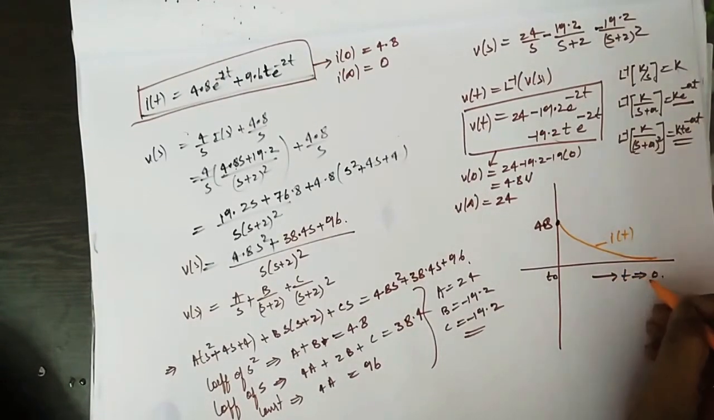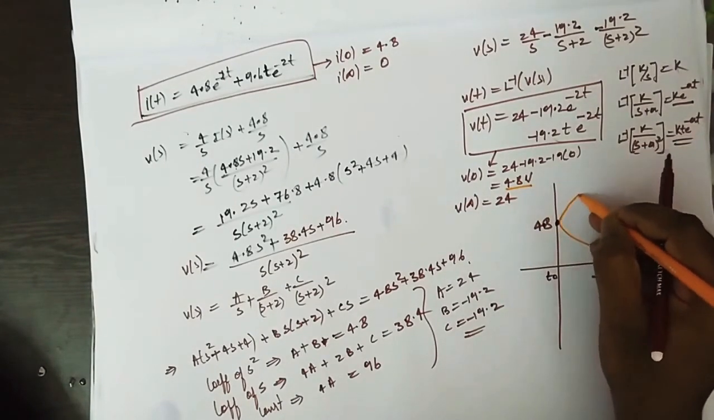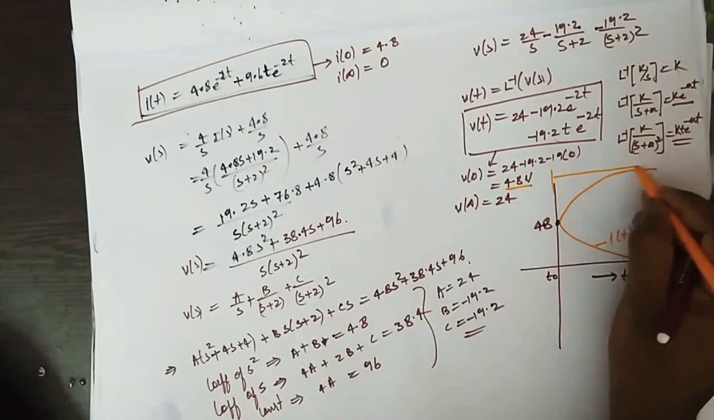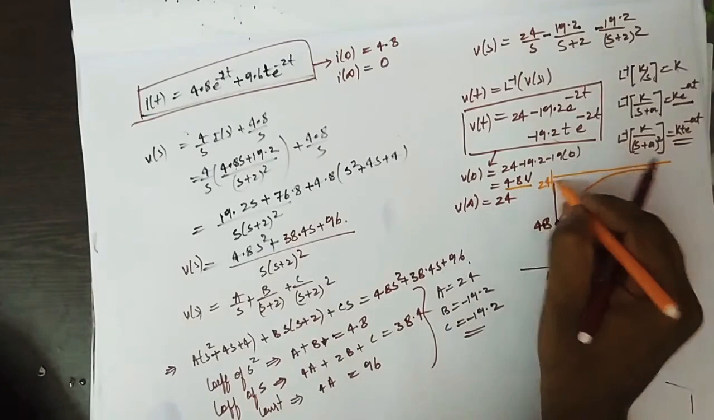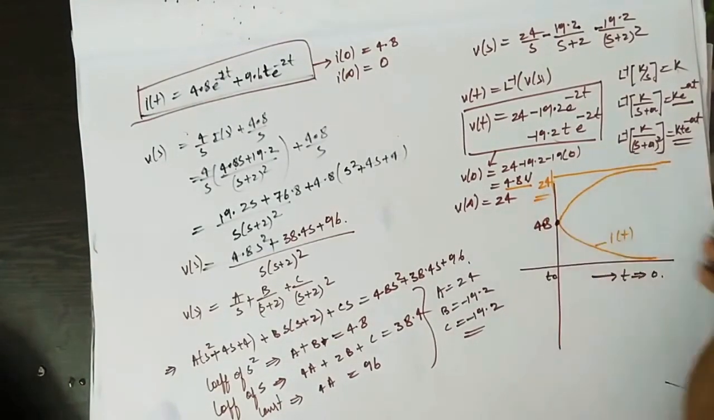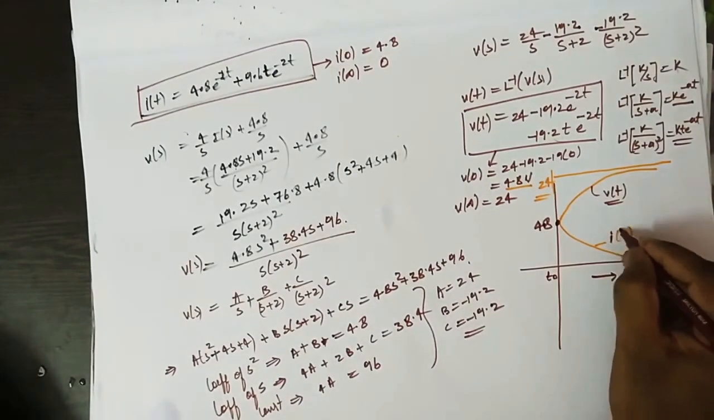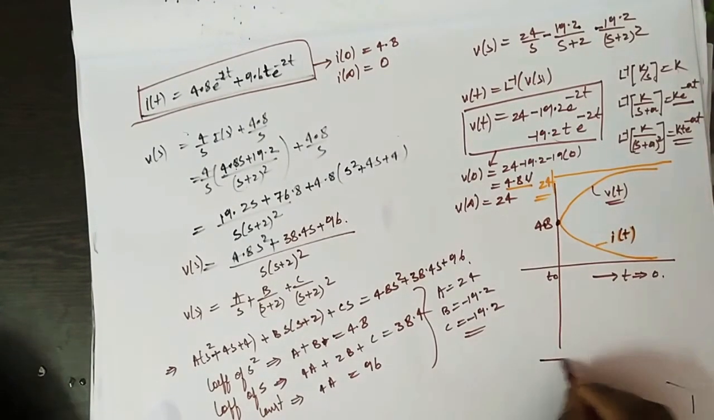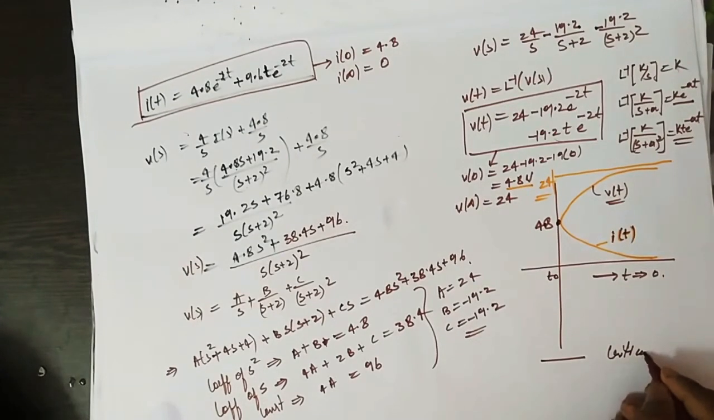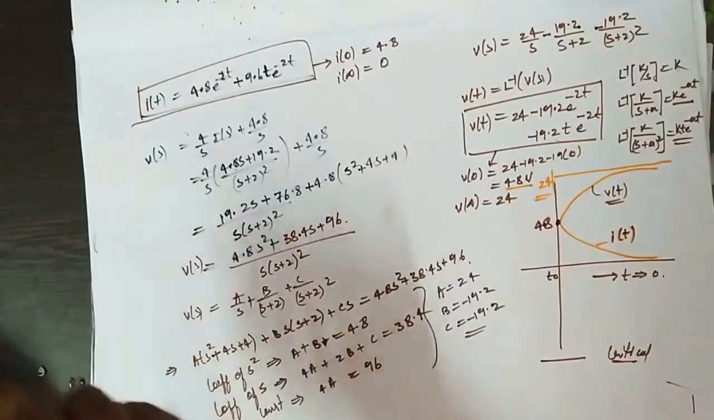Now for the voltage V of t, it exponentially increases and becomes steady state at t tends to infinity, getting a value of 24. So this is the curve of V of t. This is the way to solve this circuit. This is about the critically damped circuit, with the final expressions V of t and I of t for that circuit.